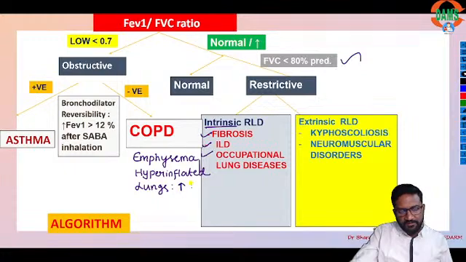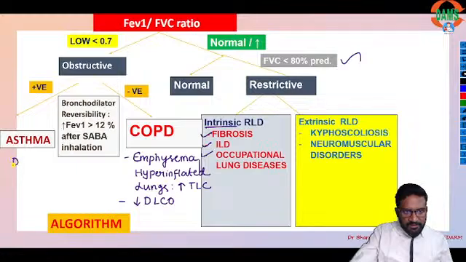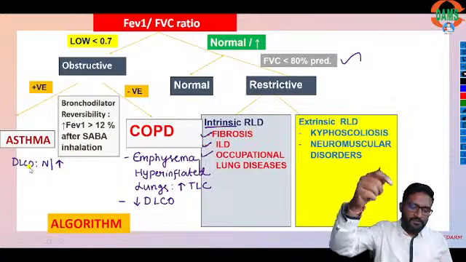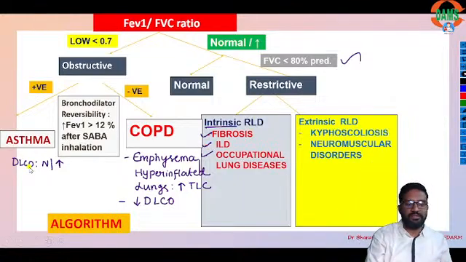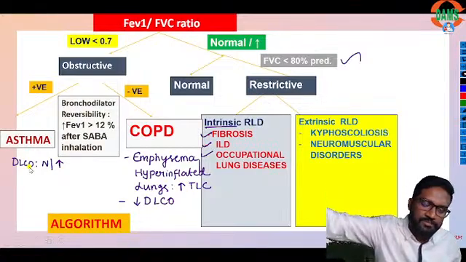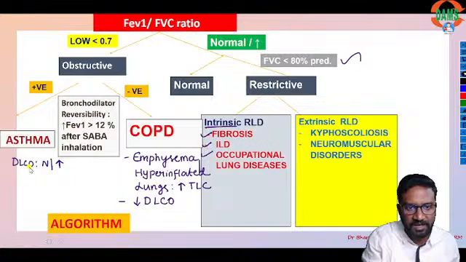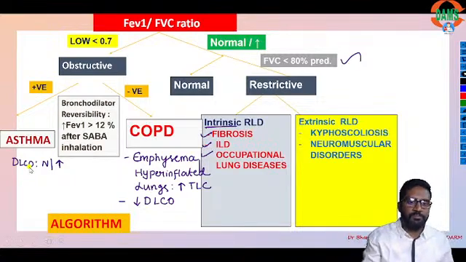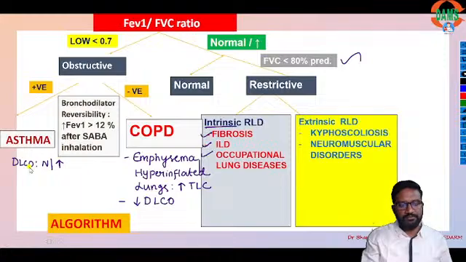So this increases the total lung capacity, and due to involvement of the alveolar capillary wall, there can also be reduced DLCO. See, in asthma, DLCO can be normal or increased, but in COPD emphysema, DLCO is generally reduced, because the damage is happening distal to the terminal bronchiole. That is the area where gas exchange actually happens. So the diffusion capacity is directly reduced.